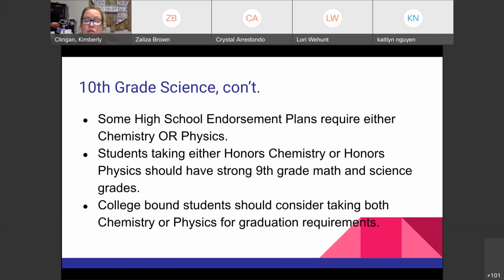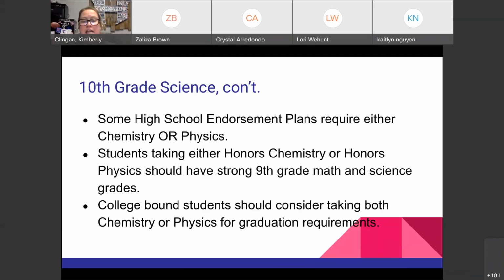Again, some high school endorsement requirements have chemistry or physics. The endorsement that requires both chemistry and physics is the STEM endorsement. Students have to take both of those for STEM, so students just need to plan on taking both of them if they're on the STEM endorsement. Some college programs like students to take chemistry and physics. Oh, who am I kidding? Almost every college likes to see students take both chemistry and physics. But for graduation, students don't have to do both unless they're on the STEM endorsement.